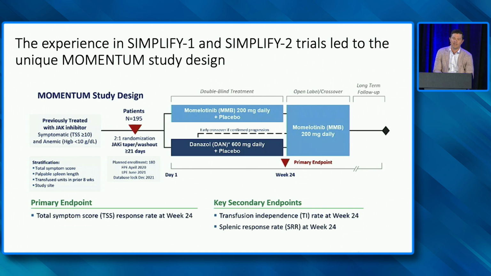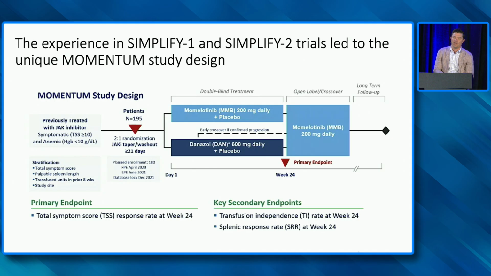All that experience led into the MOMENTUM study, which was a phase 3 study looking at patients with myelofibrosis, anemia, and prior ruxolitinib use. They had to be symptomatic and have an enlarged spleen. They were randomized to momelotinib versus danazol, an active control that we do use for patients with anemia and myelofibrosis, but you needed an active control because you needed this to be a blinded study, because the primary endpoint was a symptom response.